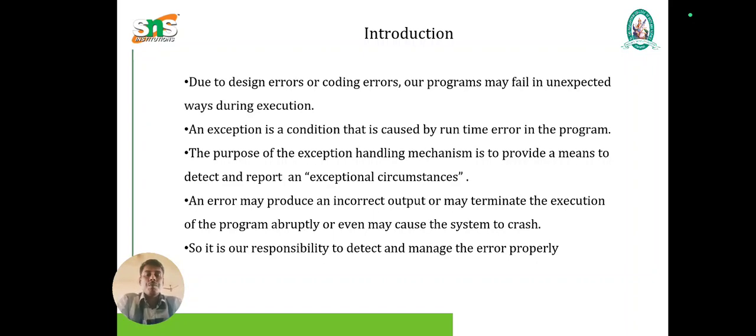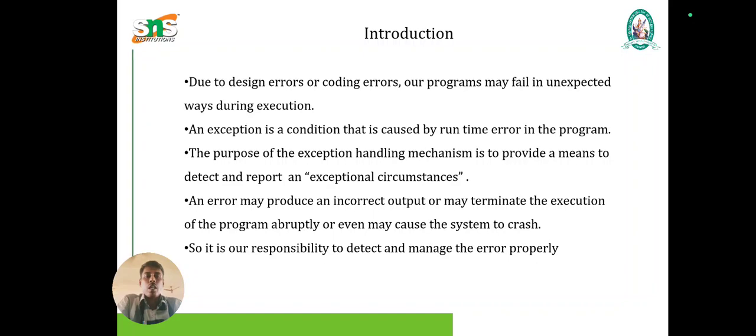First one is introduction. Due to design error or coding error, our program may fail in an unexpected way during execution. An exception is a condition that is caused by a runtime error in the program. The purpose of the exception handling mechanism is to provide a means to detect and report an exceptional circumstance.